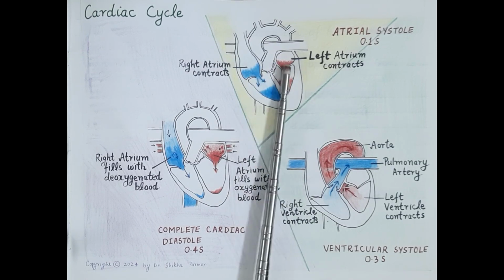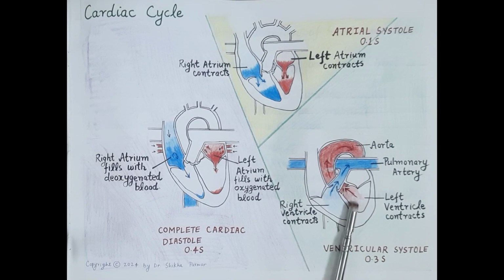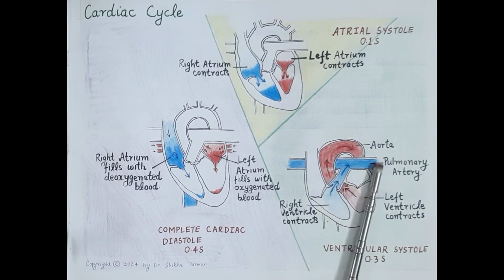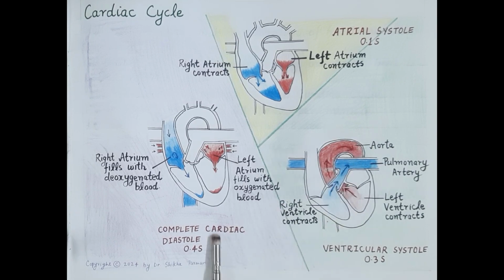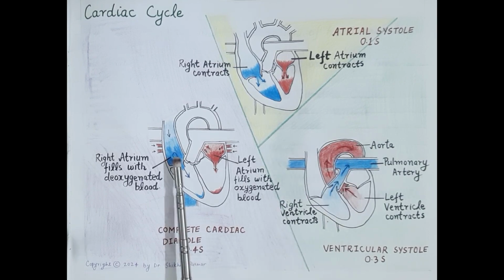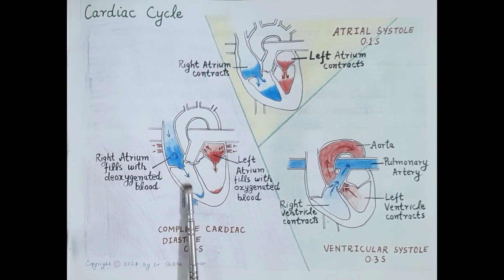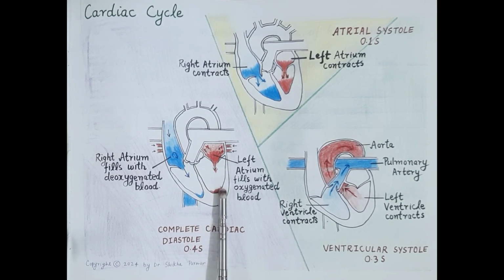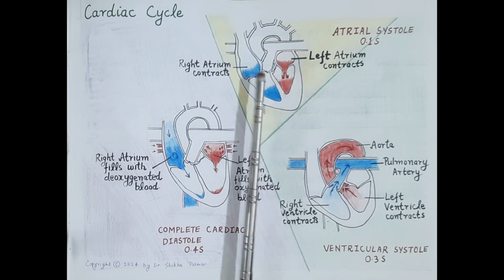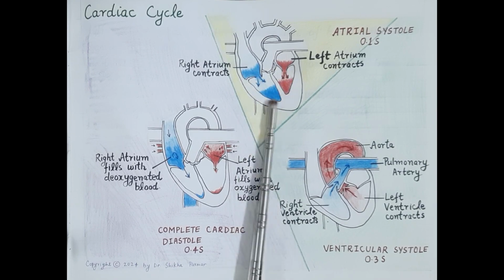So this is all about the cardiac cycle, the three phases of the cardiac cycle: atrial systole, where the atria contract and the blood is pumped into the ventricles; then ventricular systole, where the ventricle contracts and the blood is pumped into the pulmonary artery from the right ventricle, and the blood is pumped from the left ventricle into the aorta; and complete cardiac diastole, where the cardiac muscles relax. Both the atria are filled with the blood, and around 70% of the blood that comes to the atria passes into the ventricle. This is followed by the atrial systole, where the remaining 30% of the blood in the atria is pumped into the ventricles.